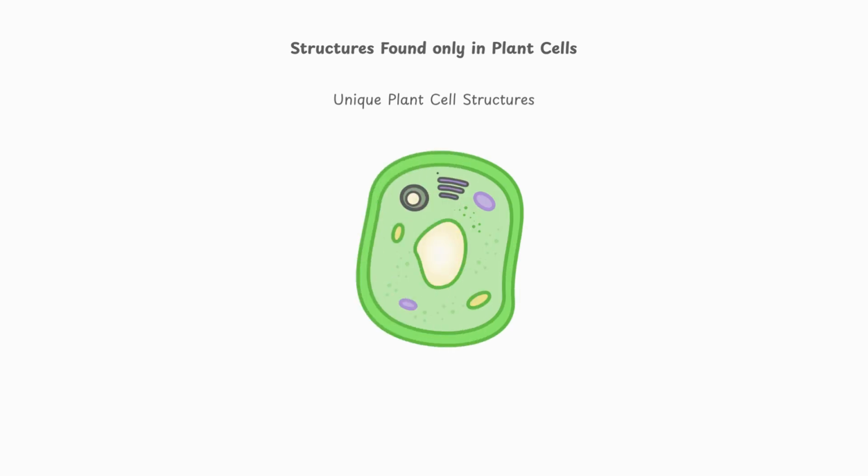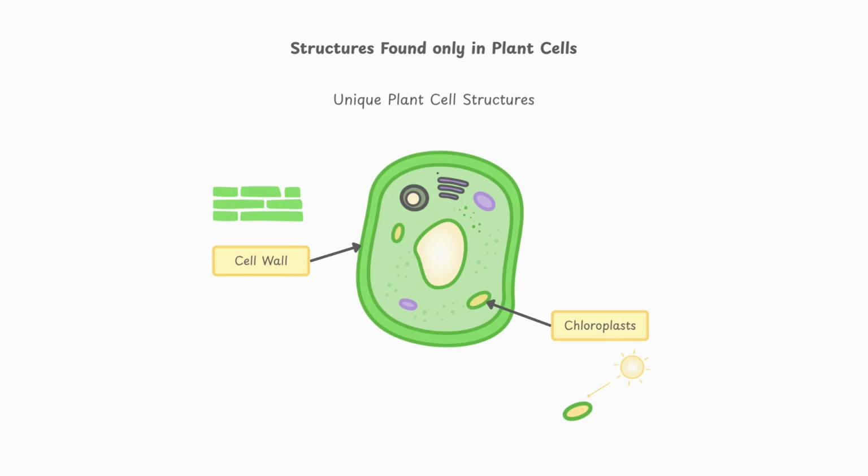Some structures are unique to plant cells and help them survive in a different way. Only plant cells have a cellulose cell wall. They also have chloroplasts containing chlorophyll to absorb sunlight, and a large permanent vacuole that stores cell sap and keeps the cell firm.